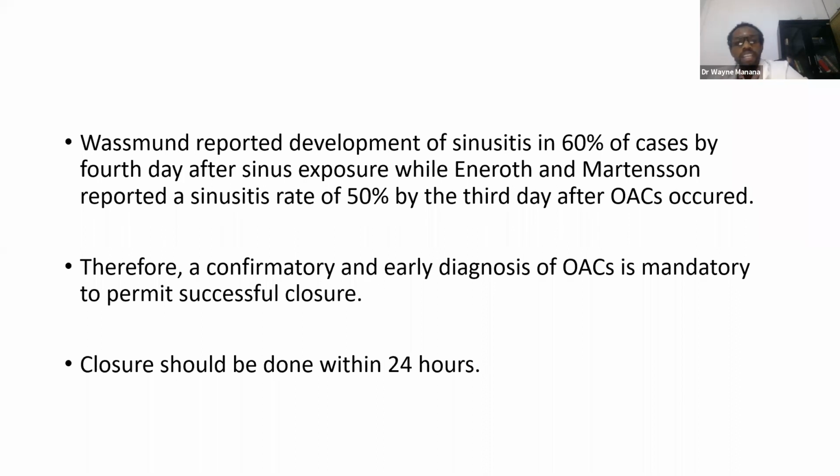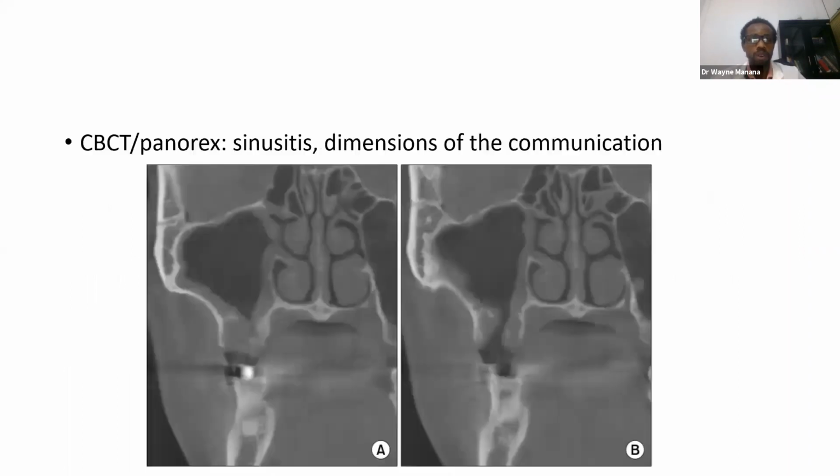So why am I emphasizing the issue of infections by the third day? It's because we would then need to intervene early enough to avoid infections. And so a confirmatory test is very important. If you are doing upper impacted wisdom teeth, you should always try to evaluate for oral antral communication. And the closure, preferably, should be done within 24 hours. You minimize your risk of ending up with an infection.